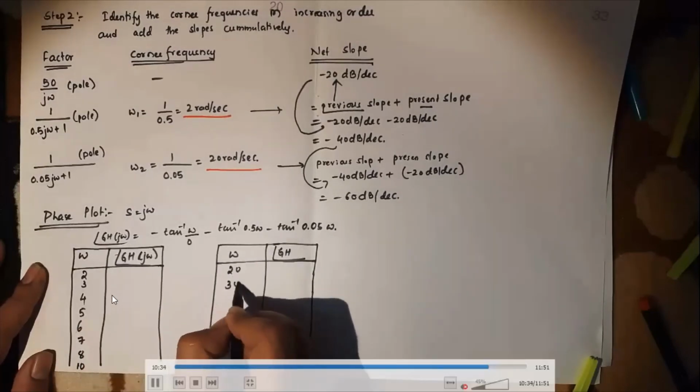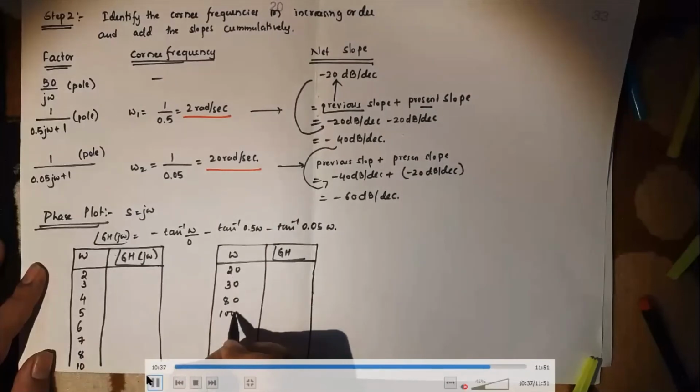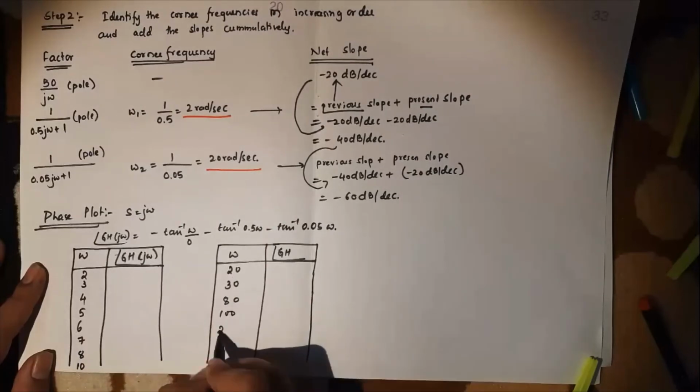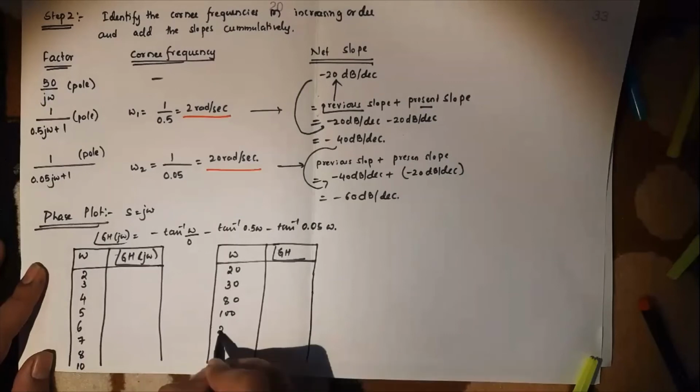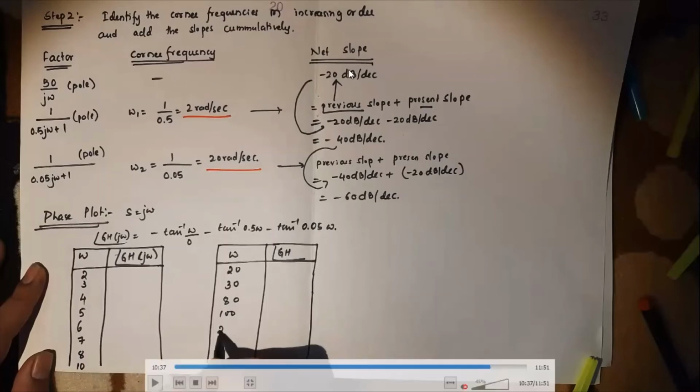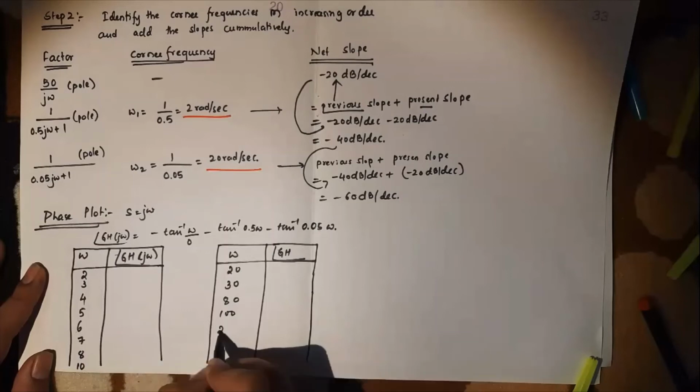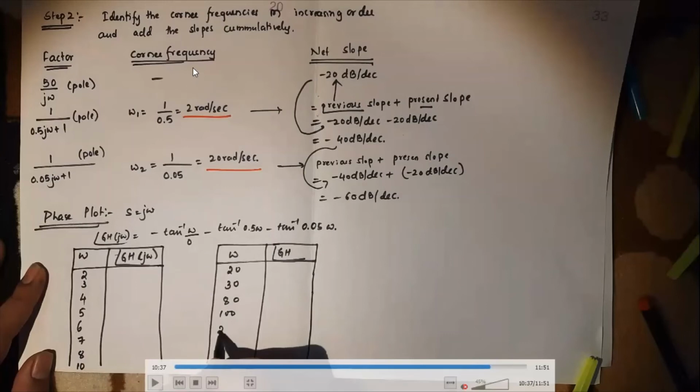Sir, do we randomly add to the previous slope, or do we have to add the pole slope to another pole slope only? So previous slope in the sense you will start first from either a pole at origin or a 0 at origin. First step is you need to consider pole at origin or 0 at origin. That will decide the first slope. Next is you need to find the corner frequencies in increasing order.